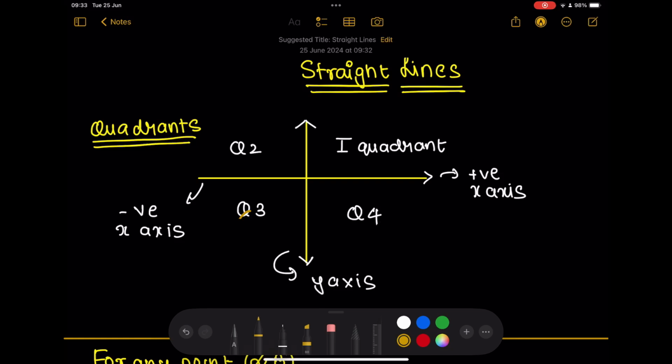So in this video, we are going to be revising straight lines. Now this video is only for JEE 2025 aspirants. It is not for 2026 aspirants. It is for those people who have already completed the chapter straight lines and are currently in class 12.